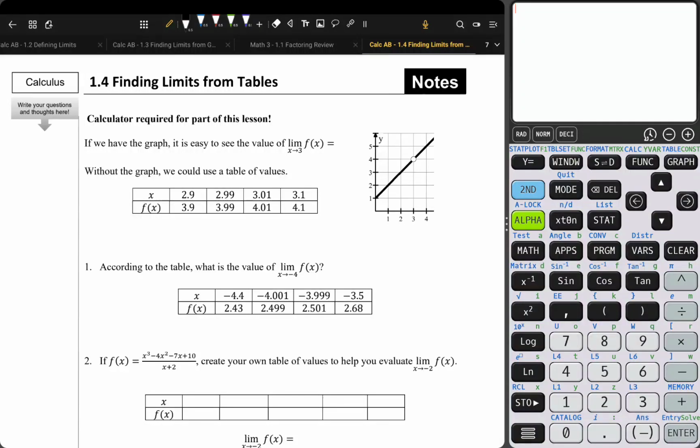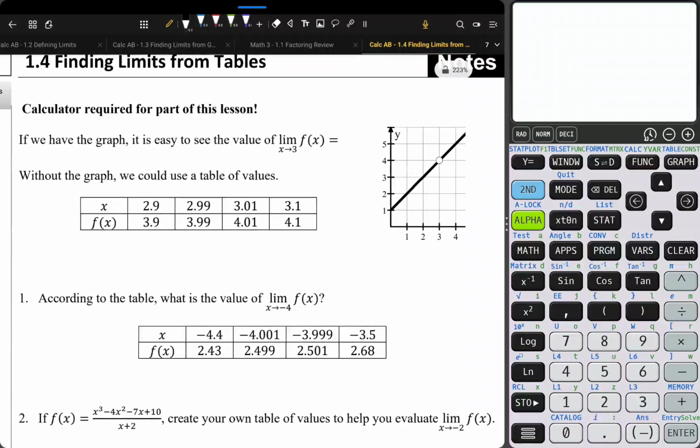Okay, this is 1.4, finding limits from tables. You will need your graphing calculator, so I do have an app that kind of mirrors the TI-84, but it's going to be a little bit different. Some of the functions will be the same, the way you do things, but it's just going to look a bit different, so you may have to figure out how to modify it for your own use. Again, if you're struggling with your calculator, please come and talk to me, but you definitely need to use a calculator for this section. Okay?